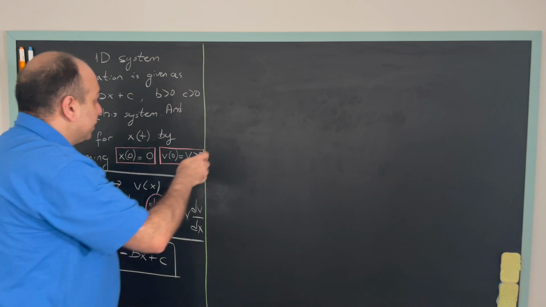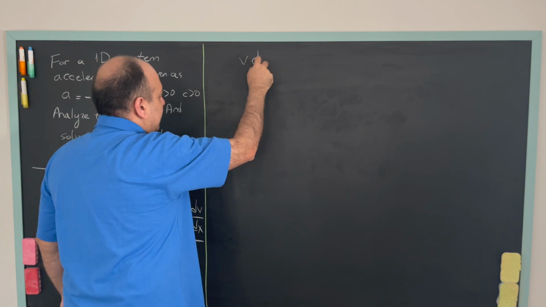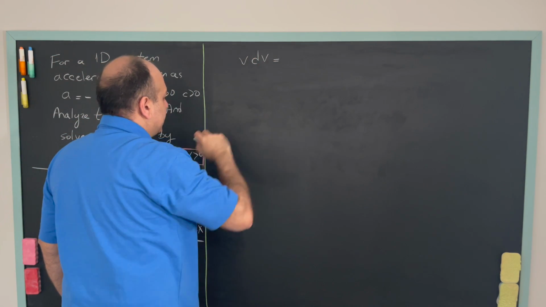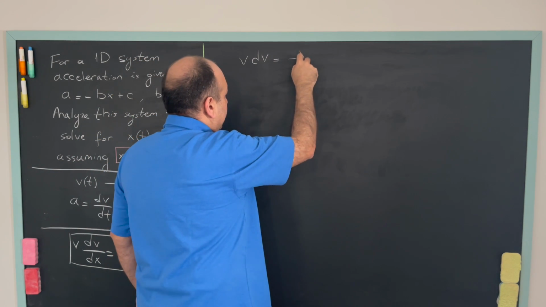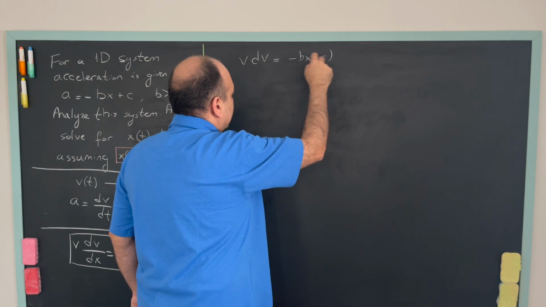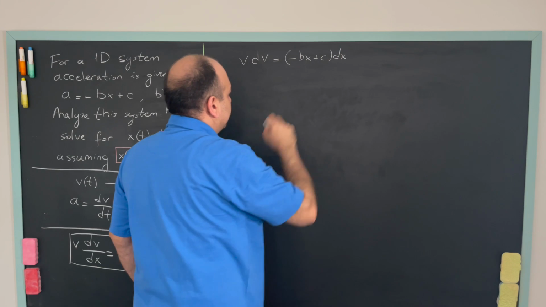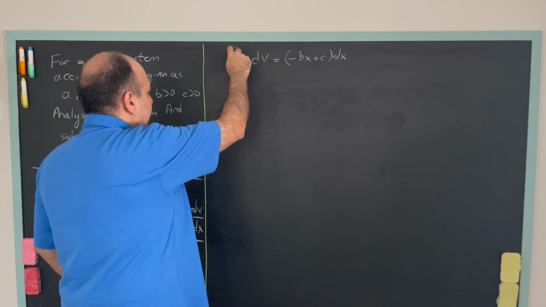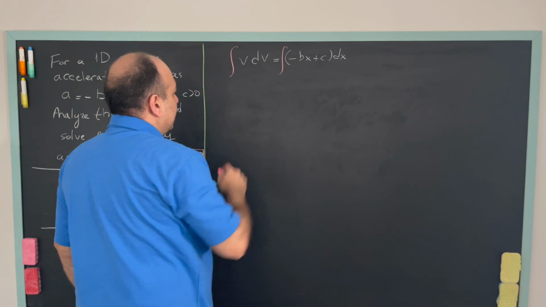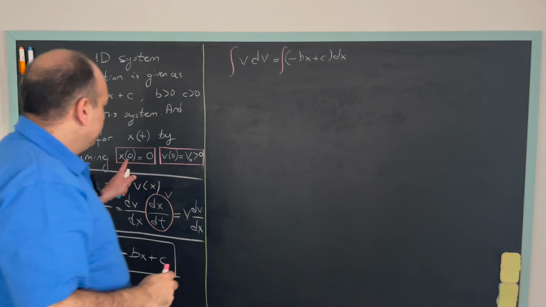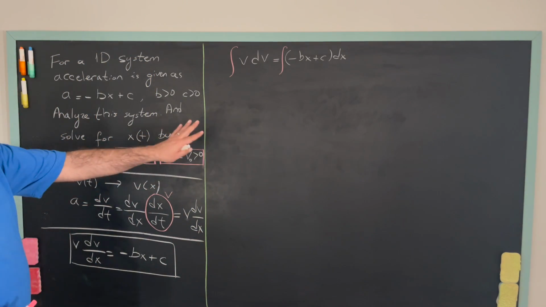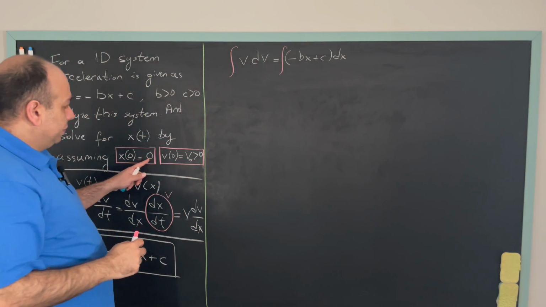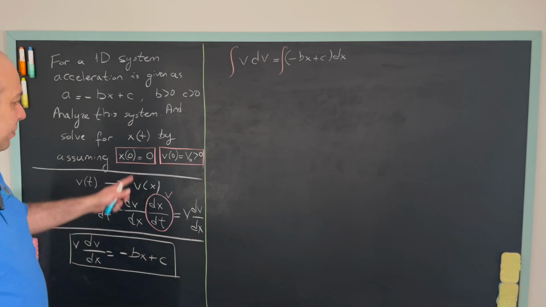So let's start here. This simply tells us that v dv = (-bx + c) dx. So when we integrate it, the limits are crucial. So we will use the initial conditions here. When x is equal to 0, this also corresponds to time is equal to 0, right?